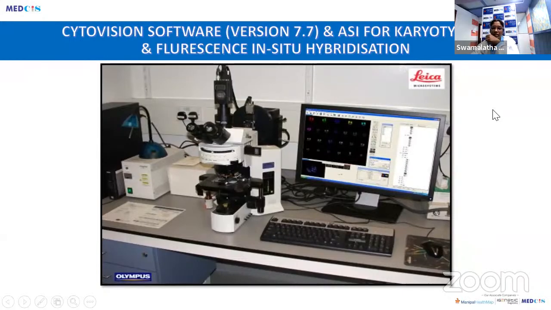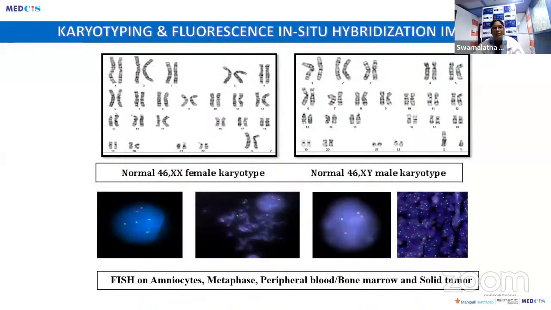Coming to the cytogenetic analysis, we do it using a fluorescent microscope with an attached camera and software. We have CytoVision software and also ASI for karyotyping and FISH. These are a few images of the karyotype: this is a normal female karyotype, and this is a normal male karyotype. And these are FISH images: this is the FISH image of an amniocyte. This is a metaphase, this is an interphase cell of a bone marrow, and this is a solid tumor.